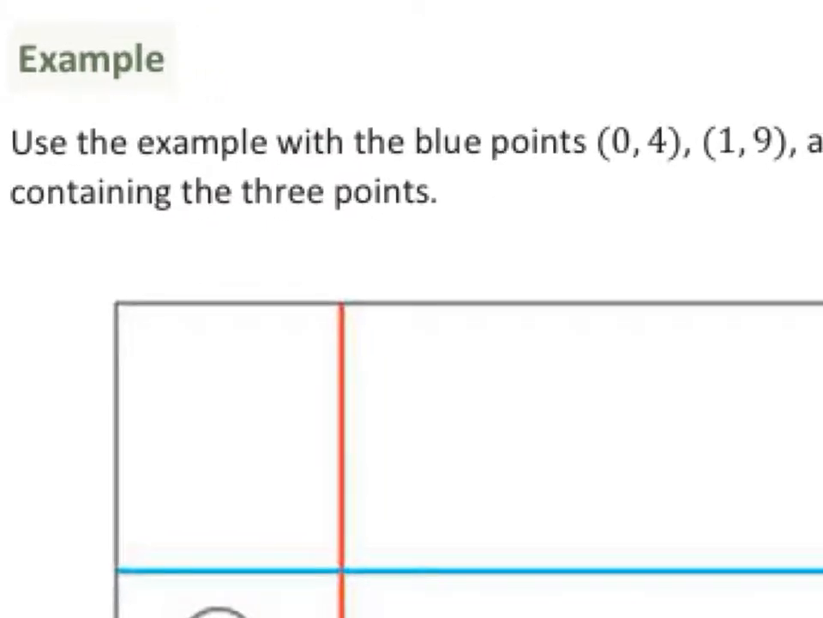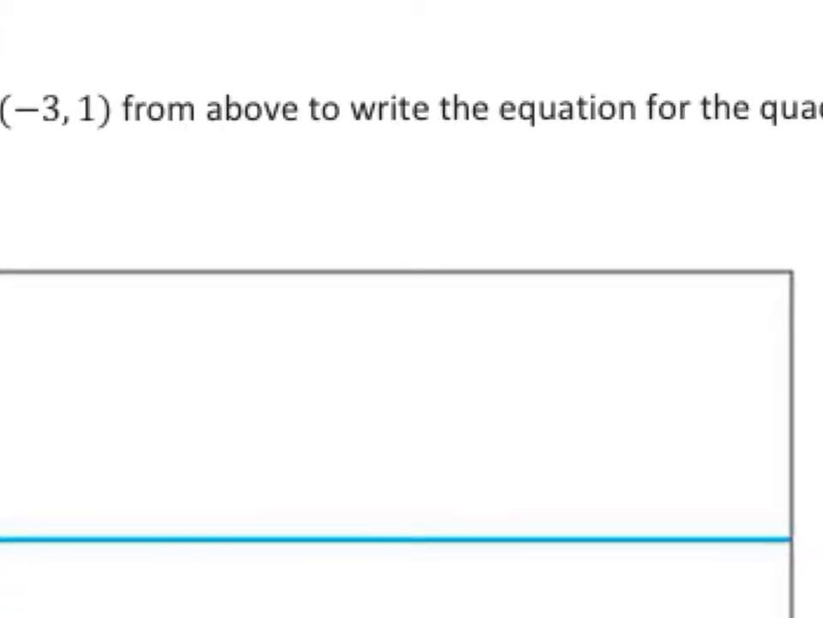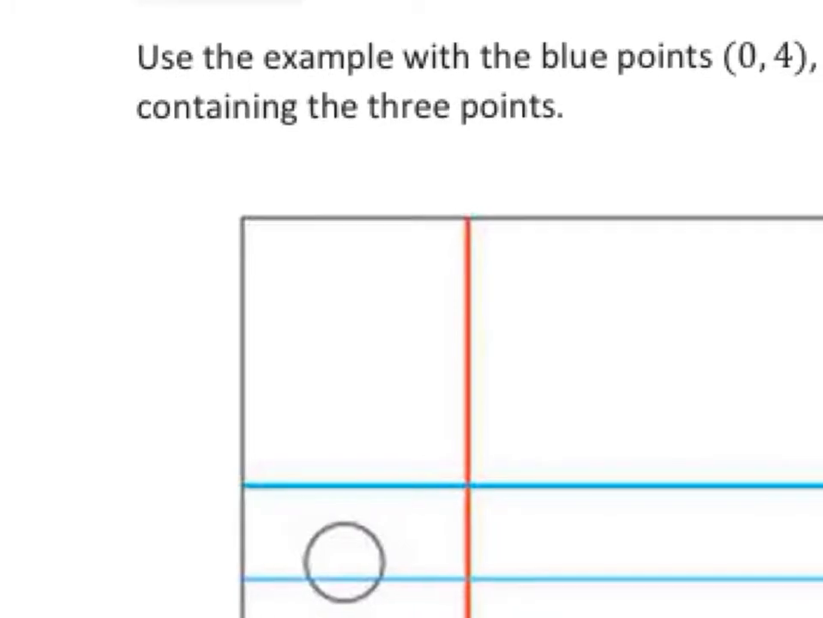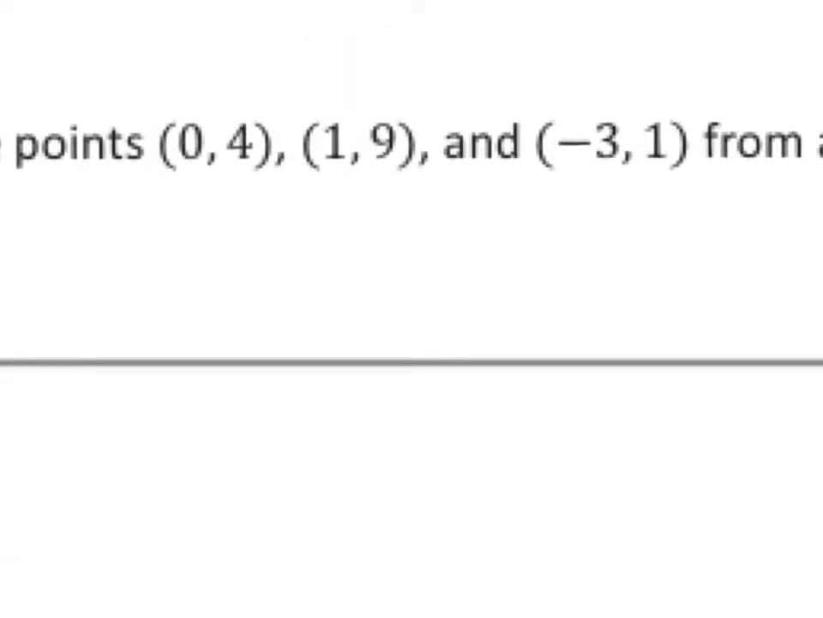We're going to use the example with the blue points 0, 4, 1, 9, and now we're going to put in negative 3, 1 from above to write the equation for the quadratic that contains the 3 points. There are your 3 points. We have to figure out what the equation is of the quadratic graph that contains those 3 points. This is no different than when we did straight lines and you were given 2 points. You had to find the slope, put the slope into the slope-intercept form, solve for the y-intercept after plugging in 2 points, and then come up with the equation.